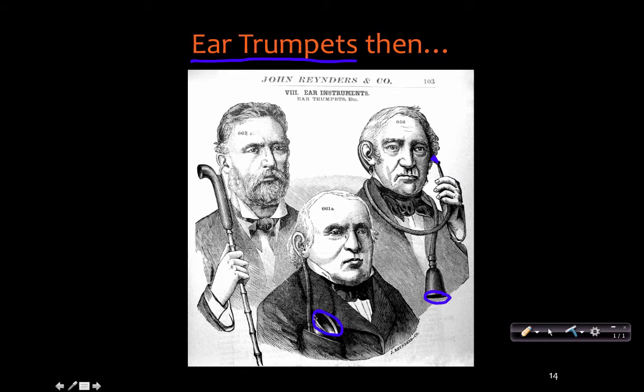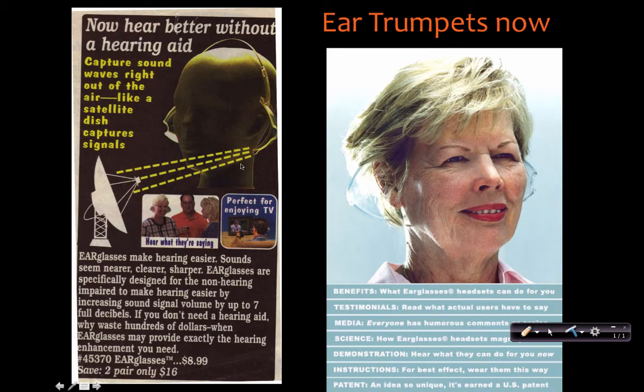Here's one where his little thing is down in there, and then it goes up to his ear. And here's one that's very, very nondescript, very hidden, where it's built into his cane, into his walking stick. So here's the thing that picks up sound, a little tube, and then sends it into his ear there. So, very, very subtle kinds of approaches.